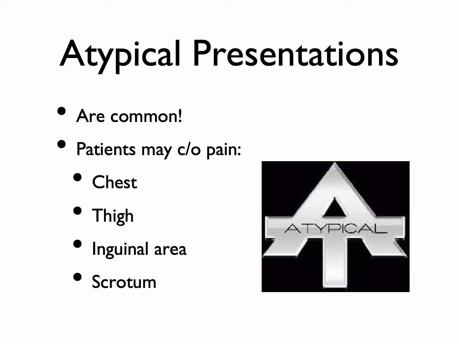And so patients may not complain of just abdomen or loin pain, but they may actually complain of chest pain, thigh pain, pain going down into the inguinal area or into the scrotum in males. So with atypical presentations, you sometimes need to have a high index of suspicion in patients presenting with these to rule out abdominal aortic aneurysm.